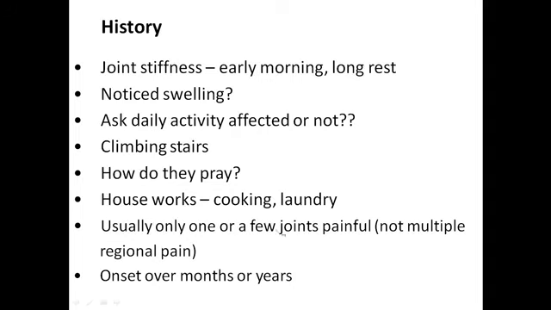Usually only one or a few joints are painful, not multiple regions. But in rheumatoid arthritis, you will find polyarticular joint pain. This is one of the most differentiating points between rheumatoid arthritis and degenerative joint disease. Onset is another point you have to ask about: whether it comes over months or years.